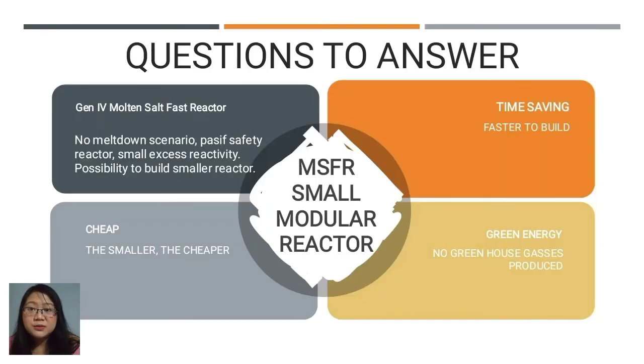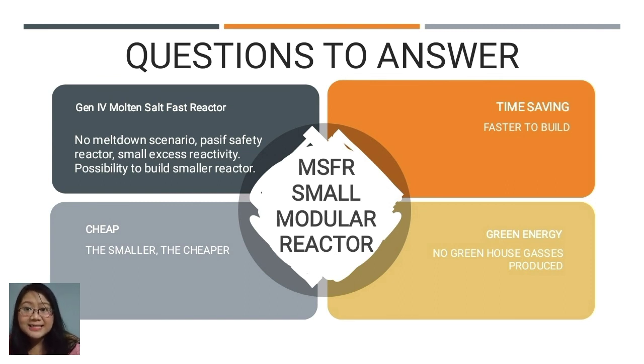And so to answer those questions and hardships, I would like to offer a solution. It is a molten salt fast reactor made as a small modular reactor. It is a safer design, as a generation 4 molten salt fast reactor has no meltdown scenario, and it has a passive safety system, and it also has small excess reactivity.